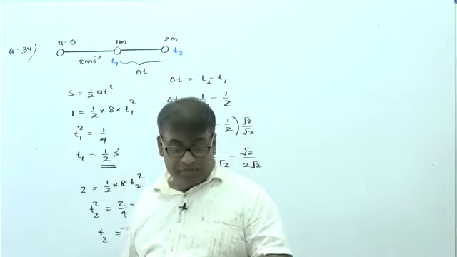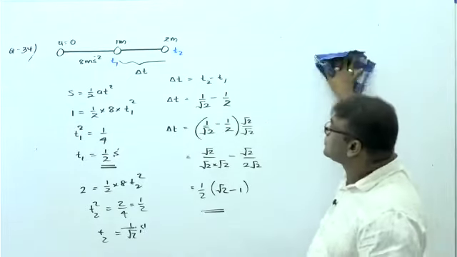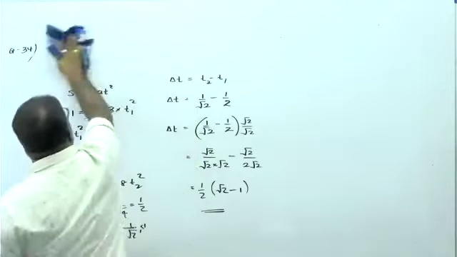Then we have to start the first part of waves and oscillation, right? From question number 35. Let's start now. Define simple harmonic motion, right? First of all, you have to see here, right?